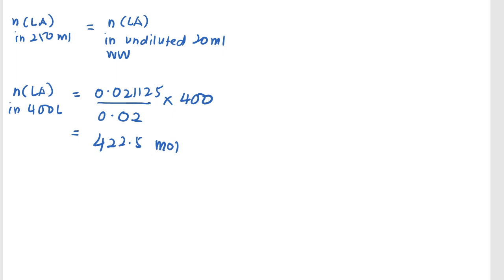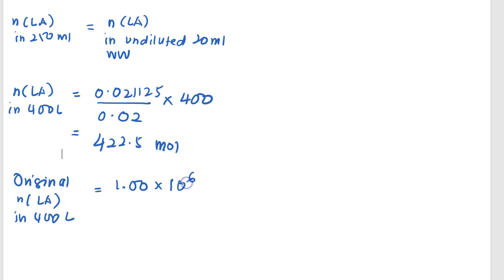So you still have to find the original number of lactic acid present to find out the conversion rate. Okay, so you have to find out the original number of moles of lactic acid in 400 liters. And how do you find that? They've given you the mass in the question. Okay, so you just have to divide it by your molar mass.